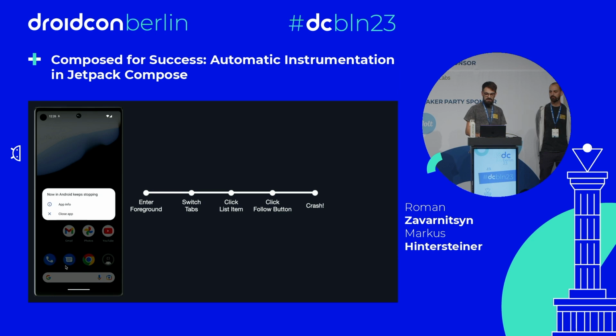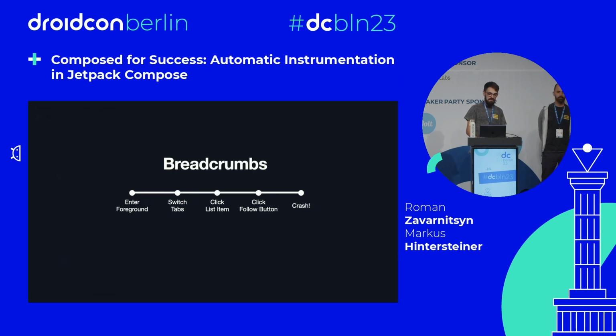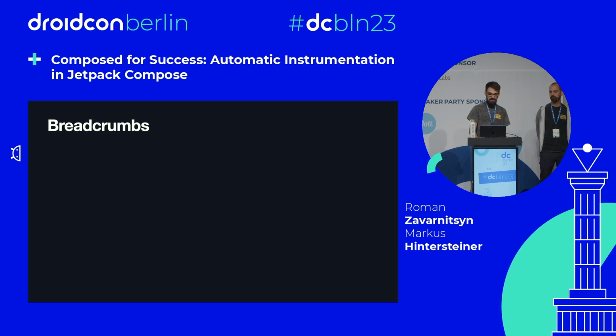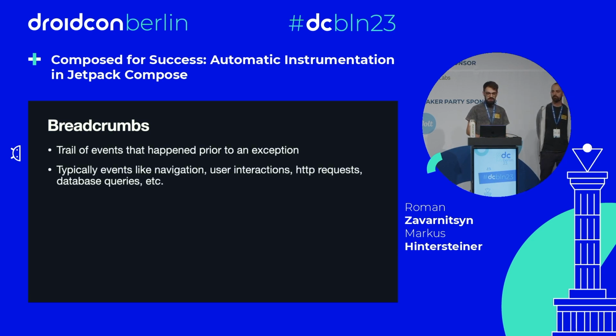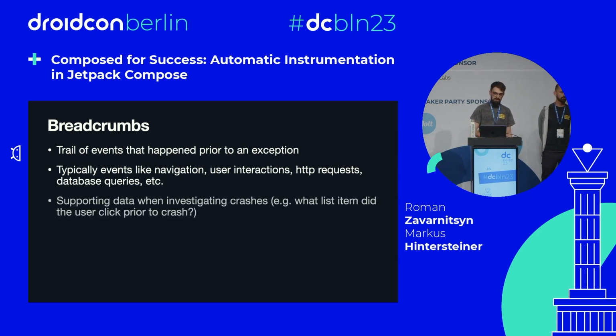This sequence of events we actually call breadcrumbs. And what is breadcrumbs, in essence, is a trail of events that happened prior to an exception. Usually it contains events like navigation, user interactions, HTTP requests, activity lifecycle events, and so on. And this is also useful as a metadata for your crashes, so you can actually see, for example, which list item was clicked prior to a crash.